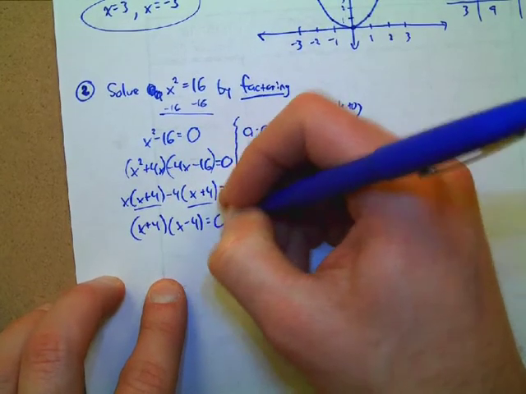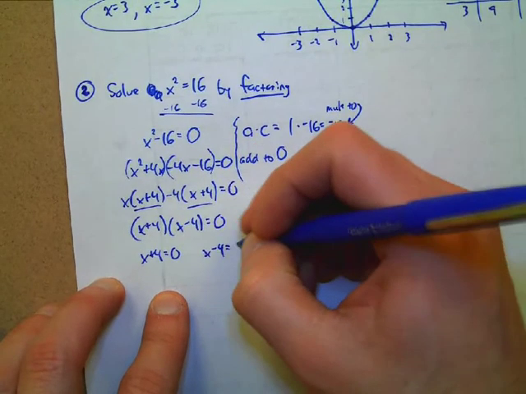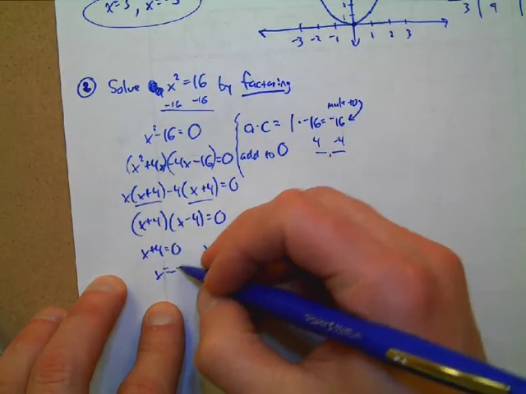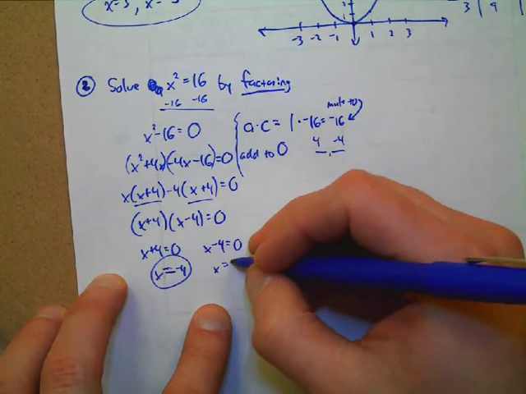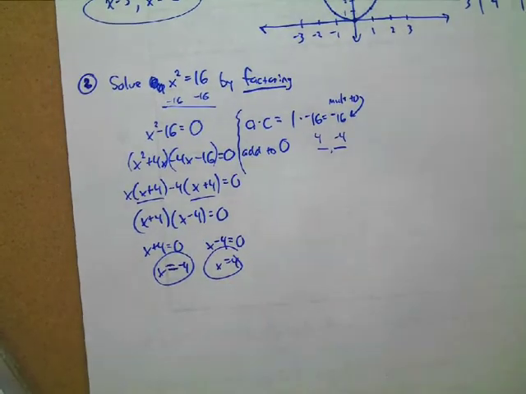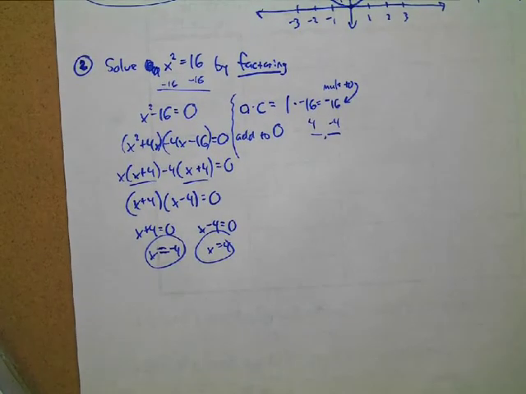Okay. So x plus 4 equals 0 and x minus 4 equals 0. So x equals negative 4. And add 4 to both sides there, x equals 4. Okay. Again, once you factor it, set each factor equal to 0, right? That's the zero product property there. X plus 4 equals 0, x minus 4 equals 0. Negative 4 and 4.